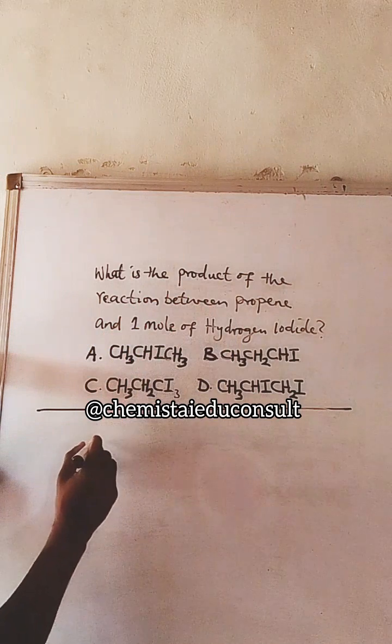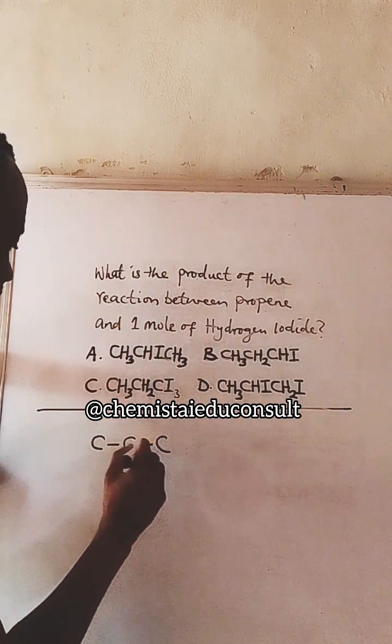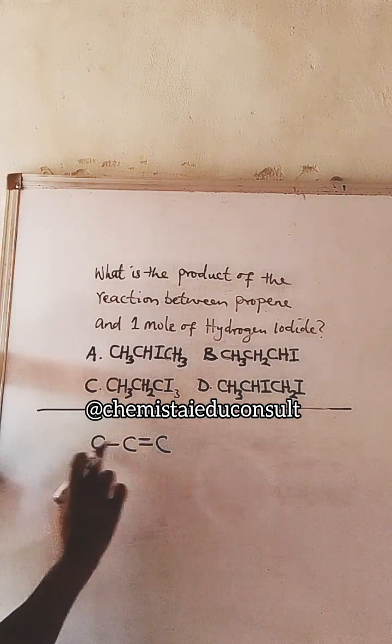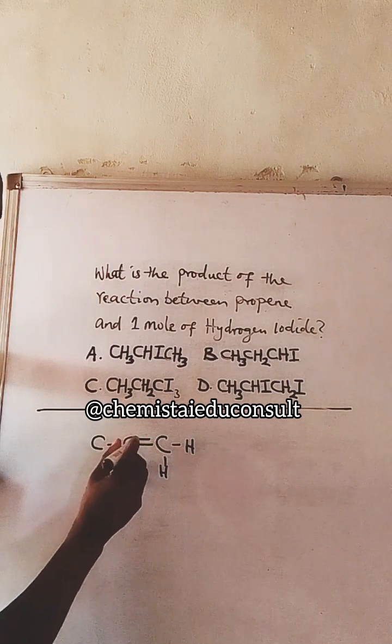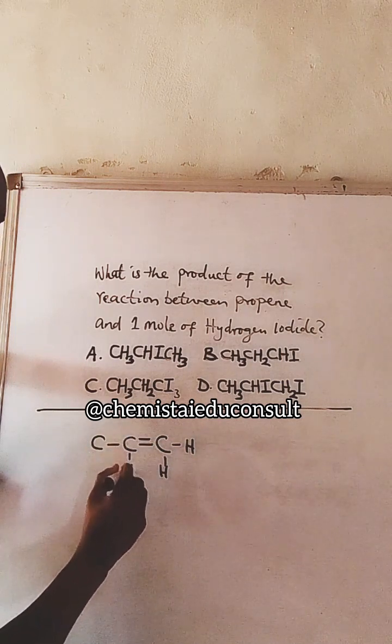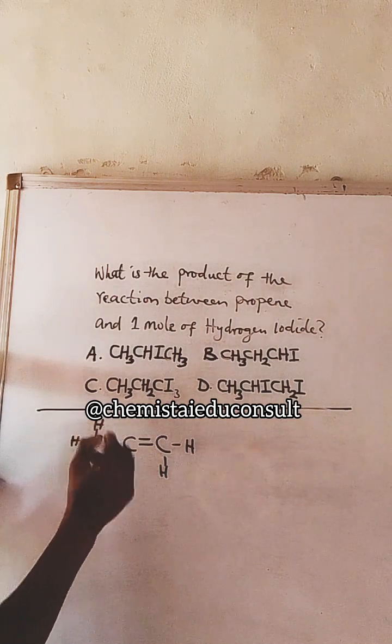The reaction between propene. Propene is a 3 carbon-membered alkene. It has a double bond here. That is why it's propene. Then we have hydrogen atoms, 2 here. This carbon has 3 bonds already. We fix 1 here. This carbon has only 1 bond. We fix 3 here. So this is the propene.